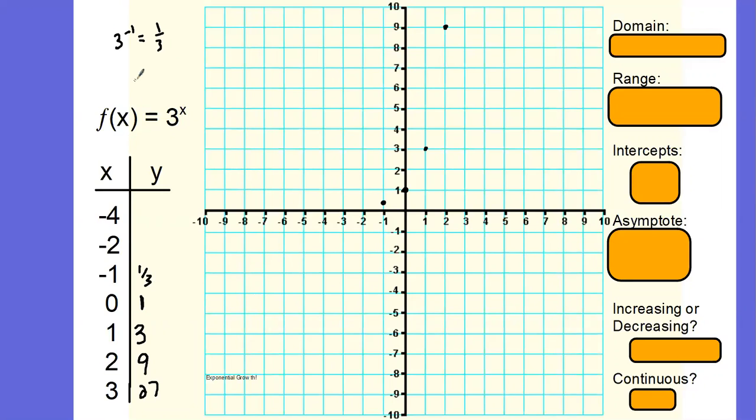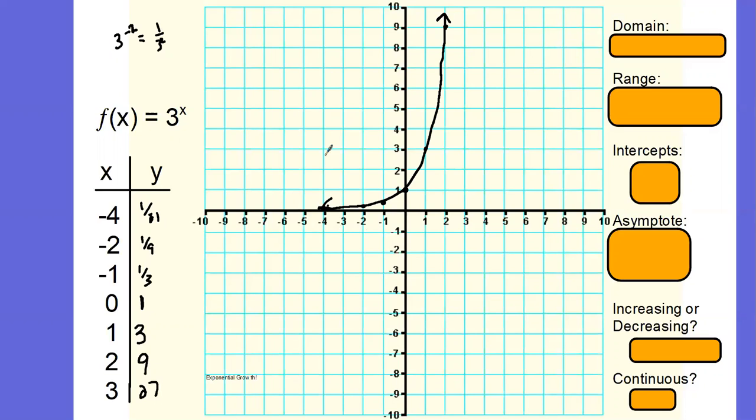3 to the negative second would be 1 over 3 squared. So I'll just make that. And 1 over 3 squared would be 1/9. So a little bit closer here to my x-axis. And -4, 3 to the -4th power is the same thing as 1 over 3 to the 4th power, which is 1 over 81. So at this point, I'm getting very, very small. Okay, so let's see if I can draw my curve here. I'm going to try to carefully go through these points the best that I can. And all right, so there is a rough sketch of my graph.